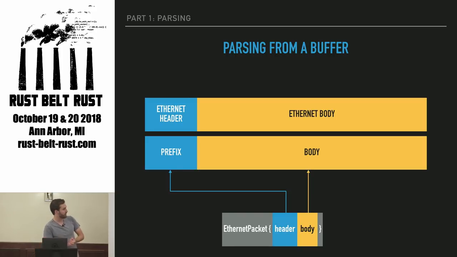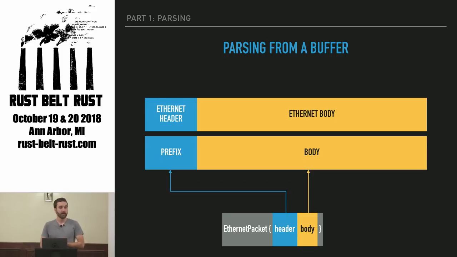So what we have here is the result of parsing is an Ethernet packet object. An Ethernet packet object is a tiny little struct that just has some references into the buffer. Okay? Again, this is a zero copy theme here. The Ethernet packet object is just references. So it has one reference into the header and then one reference into the body.